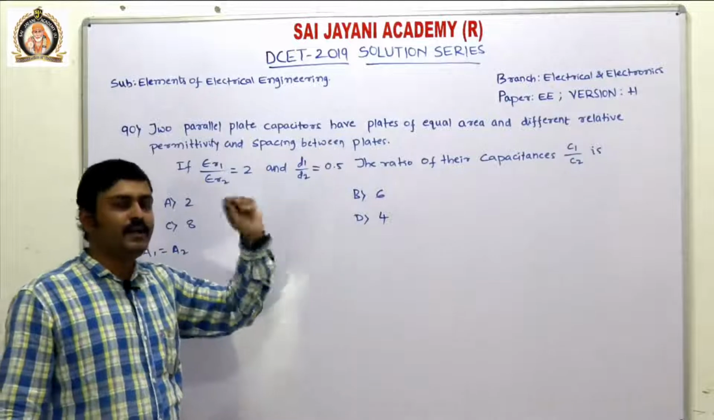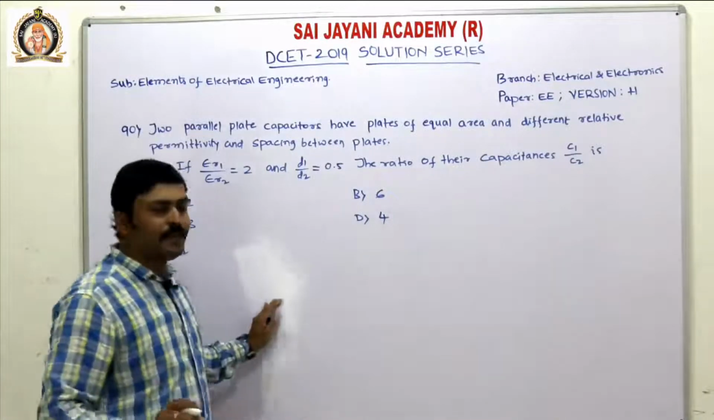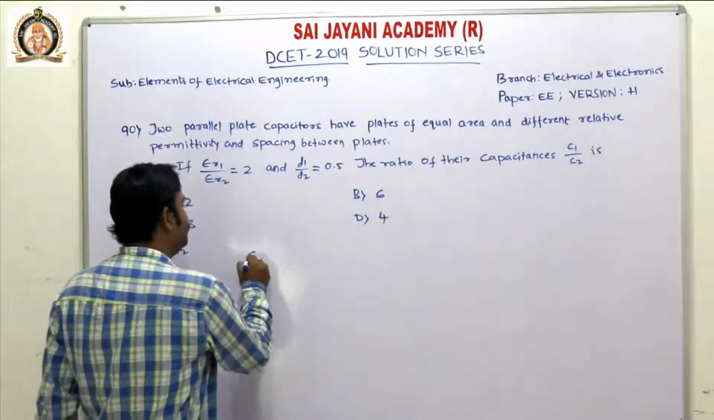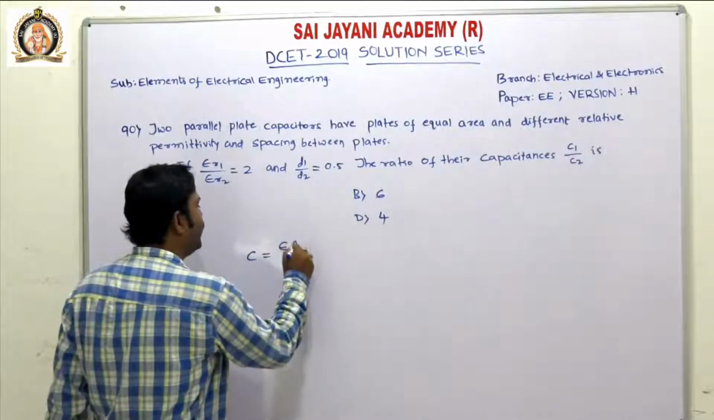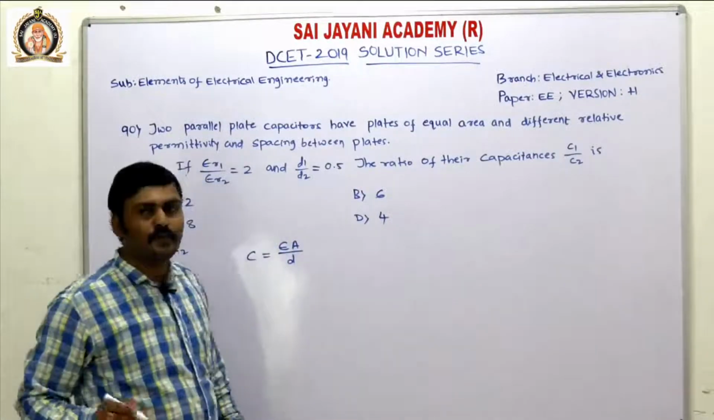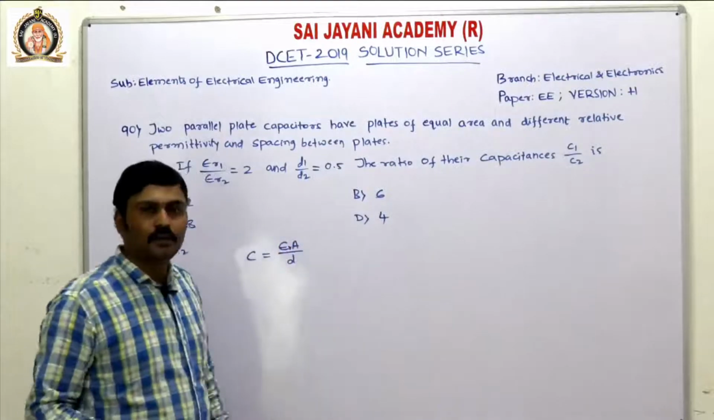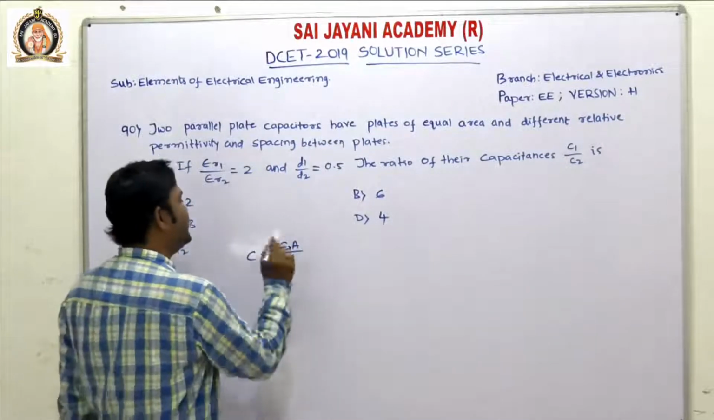C1 by C2. As we know the equation for capacitance of a parallel plate capacitor, C equals epsilon A divided by D. He has mentioned relative permittivity, so I will take it as epsilon R. Now area is same.